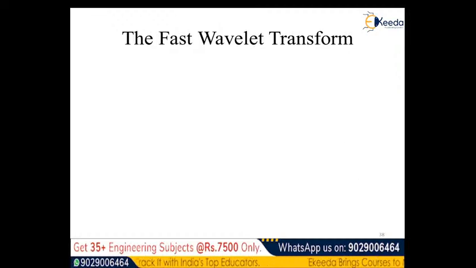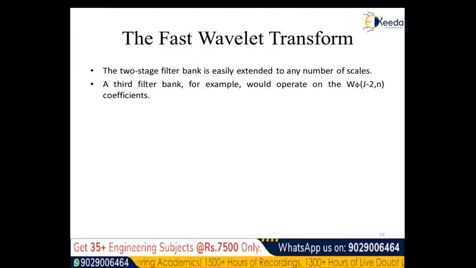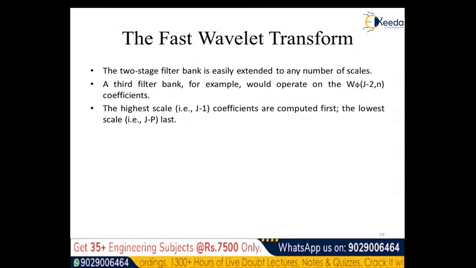Now here in the block schematic we have visualized the two-stage filter bank, which is easily extendable to any number of scales. The third bank, for example, if there were one, would operate on the w suffix phi of j minus 2 comma n coefficients here. The highest scale, that is the j minus 1 coefficients, is computed first, and the lowest scale, that is j minus capital P, will have the last priority here.